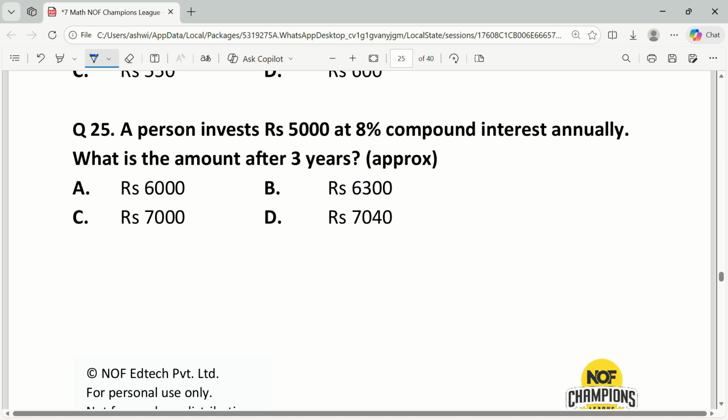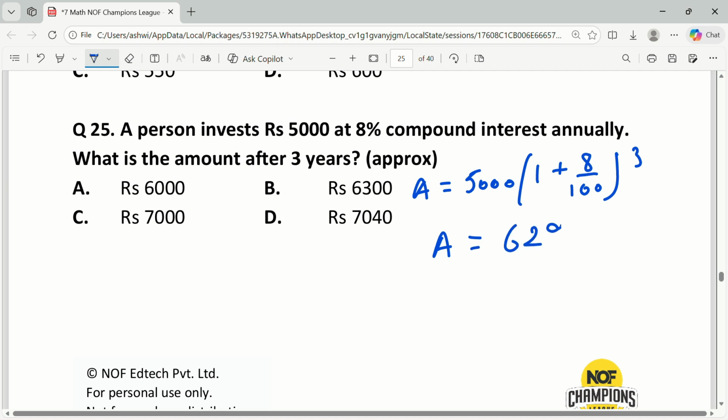Question 25. A person invests rupees 5,000 at 8% compound interest annually. What is the amount after 3 years? The formula for the amount with compound interest is A is equal to P into 1 plus R upon 100 to the power T. That is A is equal to 5,000 into 1 plus 8 upon 100 to the power 3. Solving for A, we have A is equal to 6,298.56.